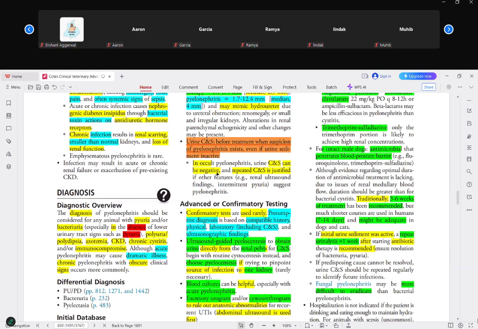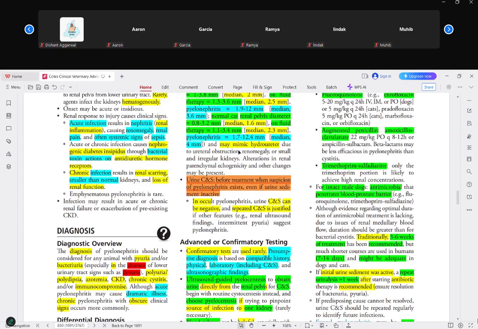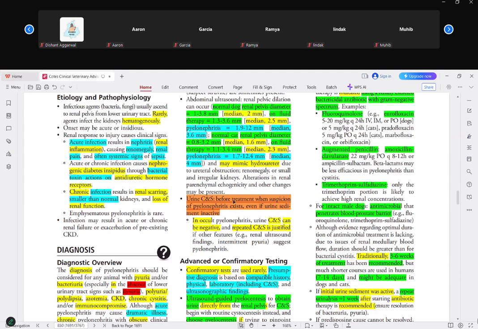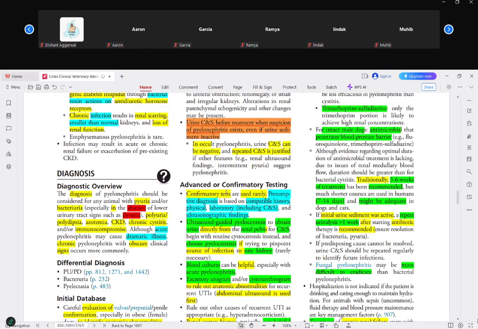That's the reason we said yesterday that culture and sensitivity is not the specific diagnosis for pyelonephritis. Rarely can you confirm pyelonephritis. Presumptively, just remember that the physical findings, the clinical findings, the lab findings, and the ultrasound tell you that this is pyelonephritis. You can do ultrasound-guided pyelocentesis from the renal pelvis for culture and sensitivity. Just remember this.